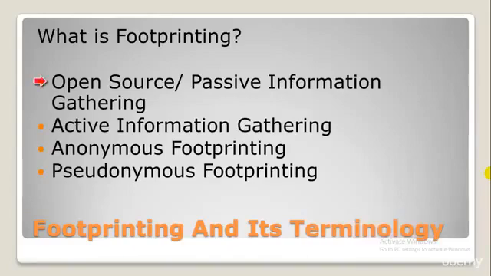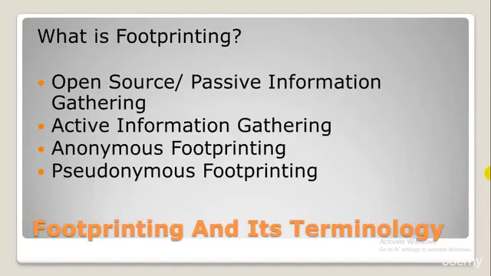Open source or passive information gathering, PIG, that's what I call it, is the first one. It is the easiest way to collect information about the target organization. It refers to the process of gathering information from open or publicly available sources such as newspapers, television, social networking sites like Facebook, Twitter, Orkut, or blogs.